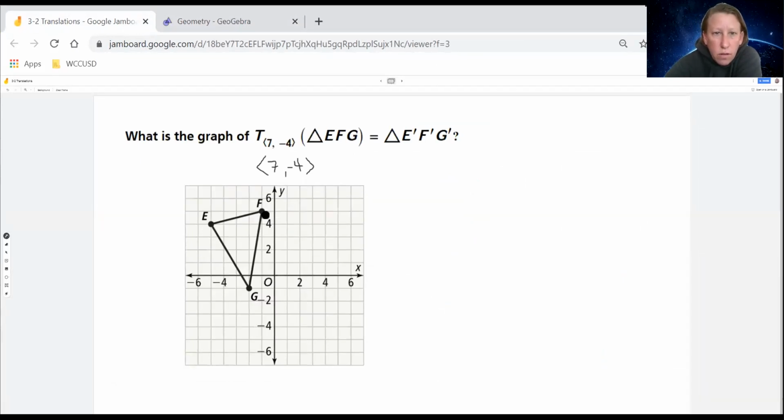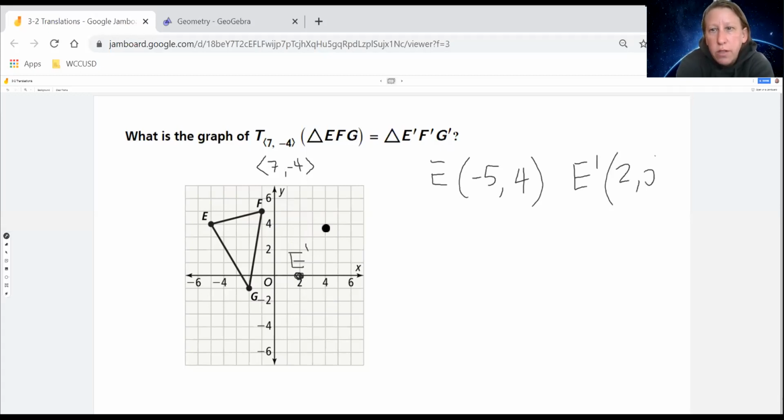So if I was going to do this by hand, I would take each point and move it 7: 1, 2, 3, 4, 5, 6, 7, and 4 down: 1, 2, 3, 4. So the new E prime is at (2, 0). Like we did yesterday, we can make a list. So regular E was at (-5, 4). And the new E is at (2, 0).